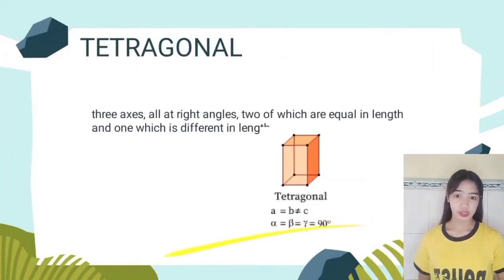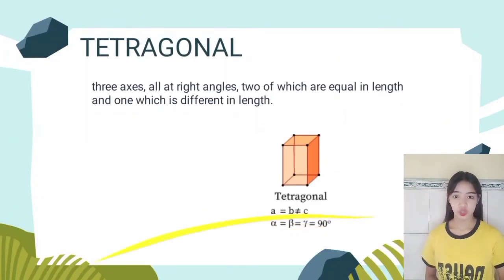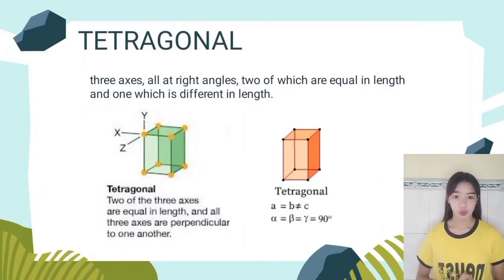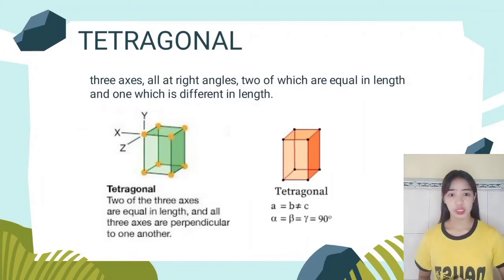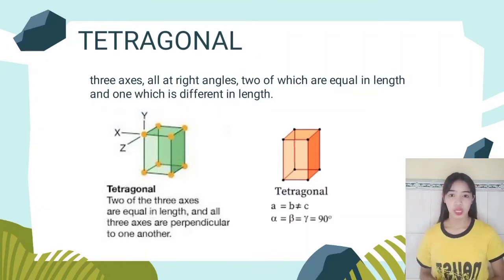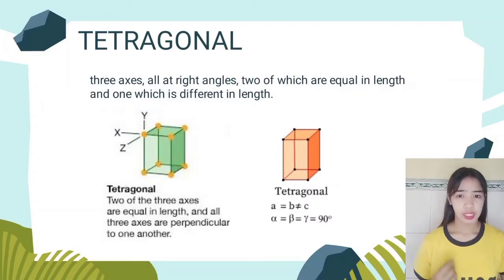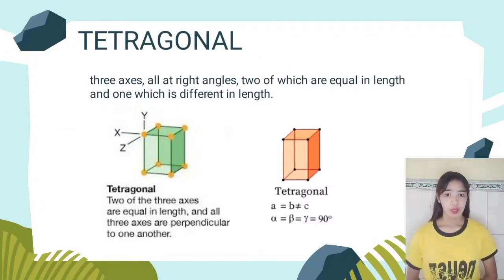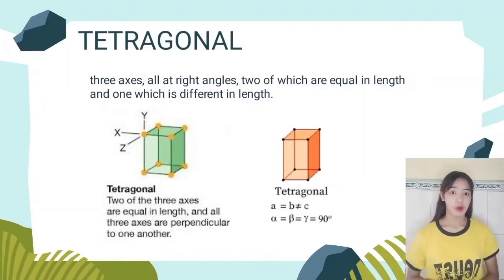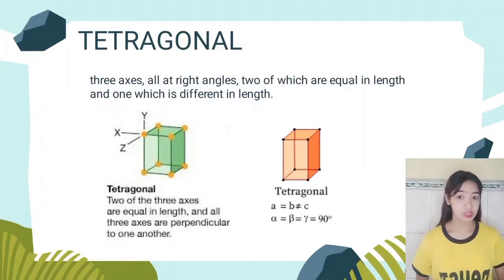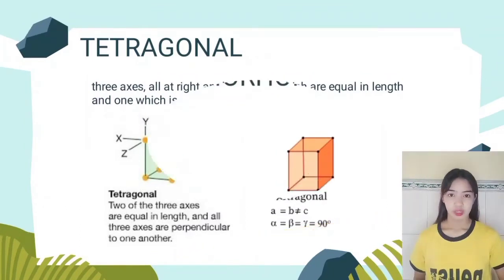It has 3 axes, all at right angles, 2 of which are equal in length and 1 of which is different in length. A tetragonal crystal is a simple cubic shape that is stretched along its axis to form a rectangular prism. The tetragonal crystal will have a square base and top, but a height which is taller. By continuing to stretch the body-centered cubic, one of the Bravais lattices of the tetragonal system is constructed.